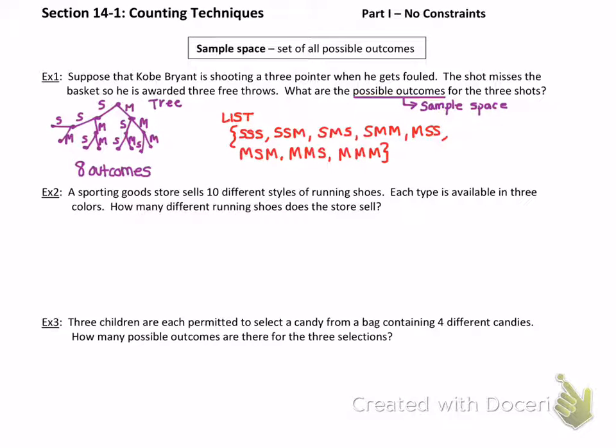Example number 2. A sporting goods store sells 10 different styles of running shoes. Each type is available in 3 colors. How many different running shoes does the store sell? So, we could go through and make a tree, and we're going to first start with 10 running shoe styles. 1, 2, 3, 4, 5, 6, 7, 8, 9, 10. Well, then each of those has 3 different colors. So each of these has 3 more pieces at the end. A little tedious, I know, but this is the tree. So we have 30 possible outcomes.